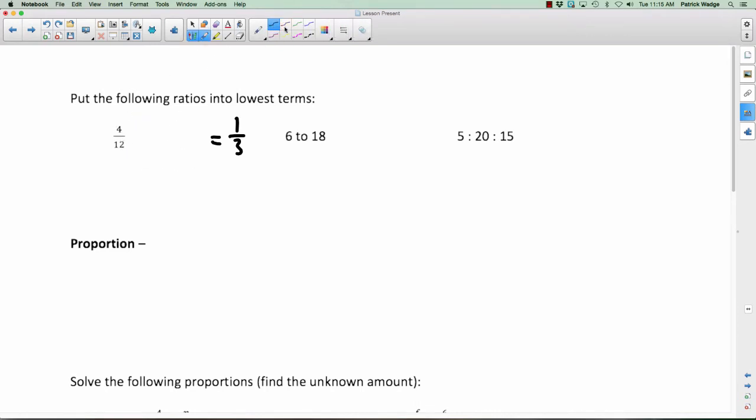So rather than divided by 2 here, I could have divided top and bottom by 4 and 4. 4 divided by 4 is 1. 12 divided by 4 is 3. So in that way, we could have done it in 1 step.